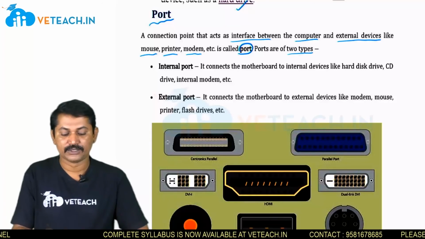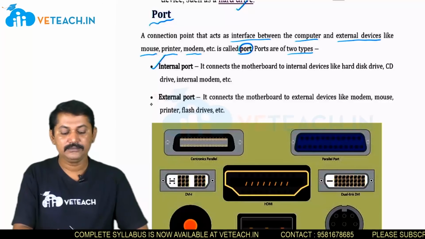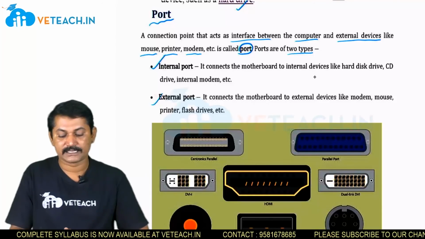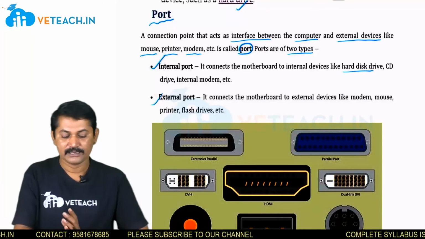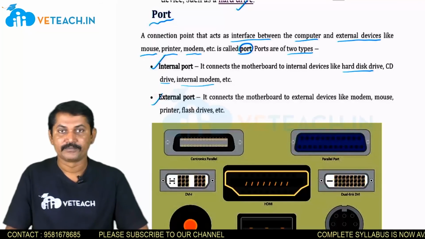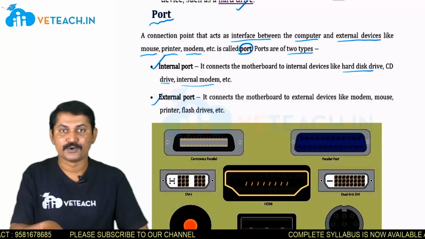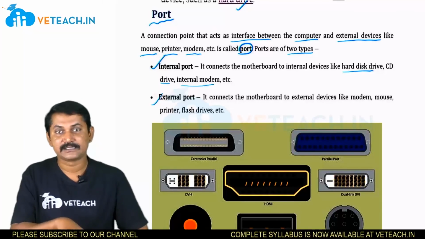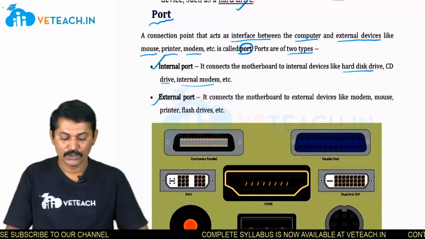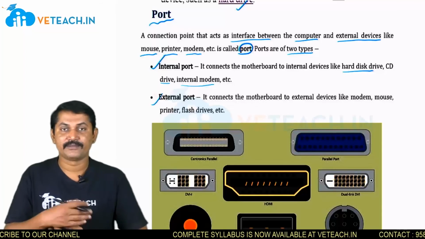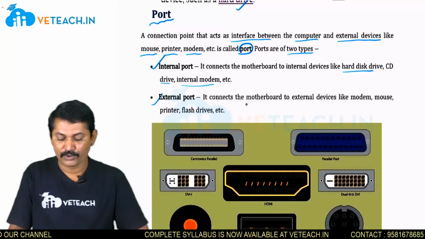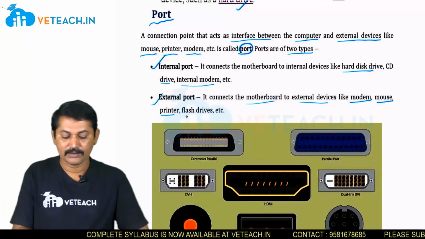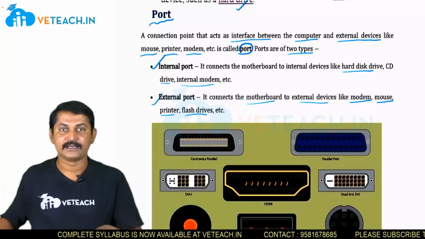Ports are of two types. One is internal port and the other is external port. The internal port connects the motherboard to the internal devices like hard disk drive, CD drive, and internal modem. That is, these ports are inbuilt and available on the motherboard to connect the internal peripherals. To connect the external peripherals, we need the external port, which we see on the back of the CPU box. It connects the motherboard to the external devices like external modem, mouse, printer, flash devices, and different kinds of other peripherals.